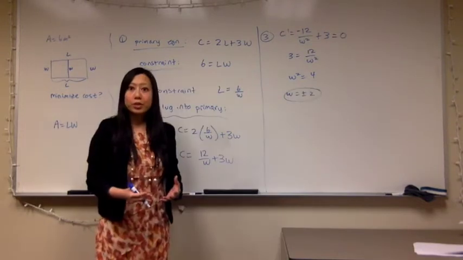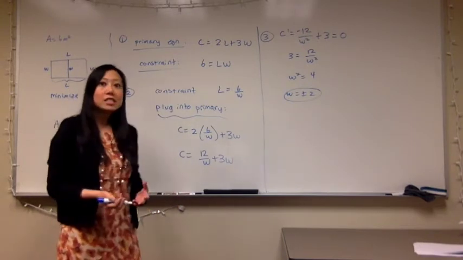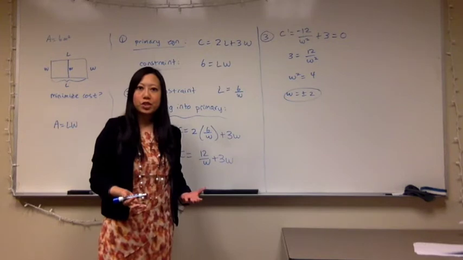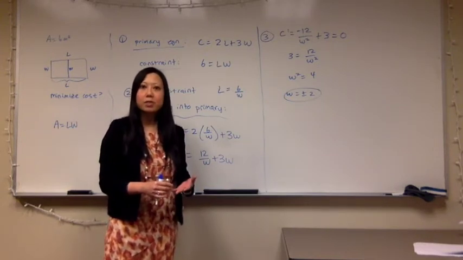Think about what we're doing here. We're trying to find the dimensions of a rectangular field. And so it's not possible for W to equal negative 2, because then the width of the field would be negative. So we have to reject the fact that W equals negative 2.